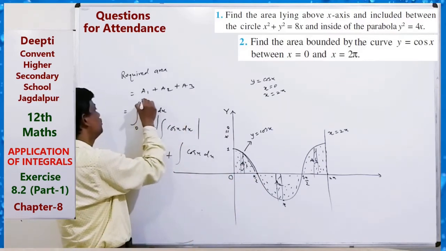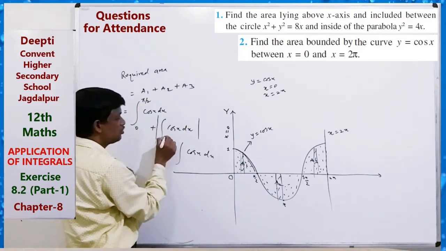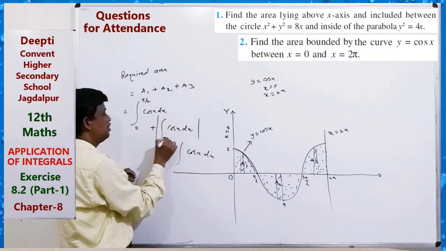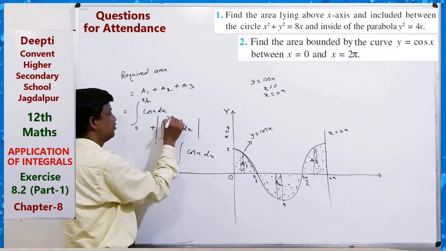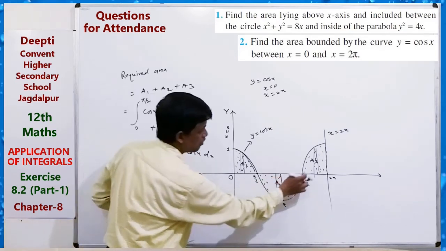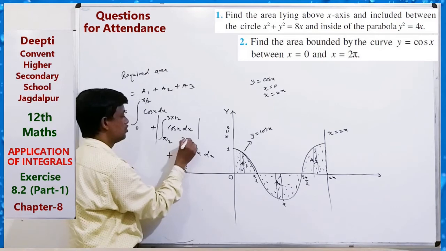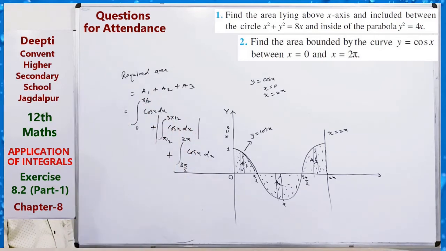First 0 to pi by 2. Here pi by 2 to 3 pi by 2. Or here 3 pi by 2 to 2 pi. Clear? Very simple.